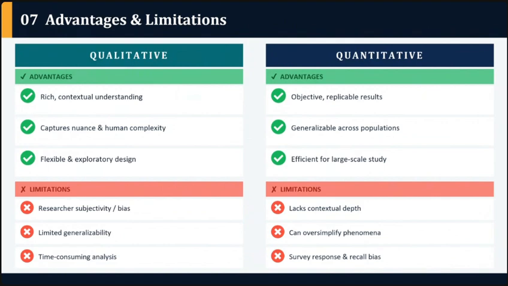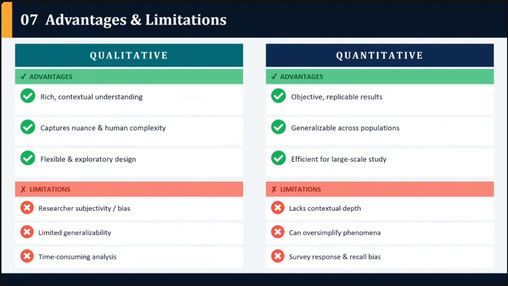Qualitative research helps us understand people's experience and opinion in depth. It provides detailed insights and explains why something happens. It is also flexible. However, it can be subjective, difficult to generalize, and time consuming.